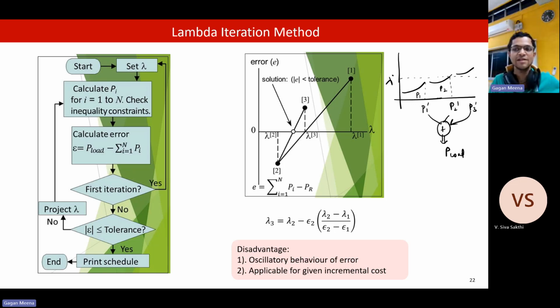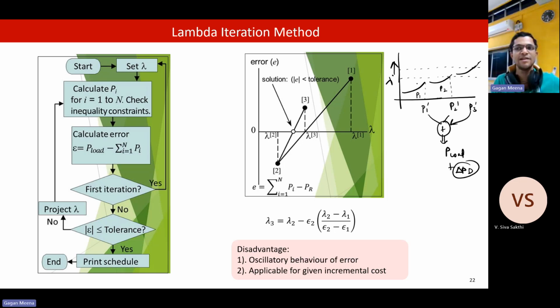Now let's say this is the load. If I increase the load by some delta amount, then let's say this is the increased amount. The increased load is such that it intersects somewhere here. Then to meet this load, what should I do? I should increase the lambda.